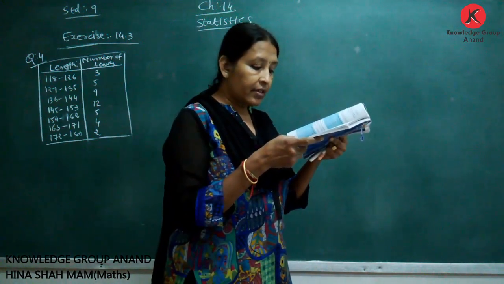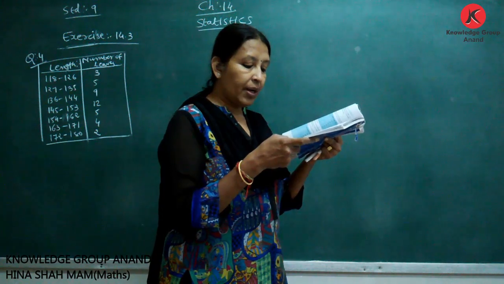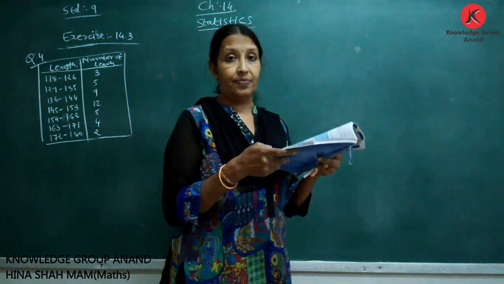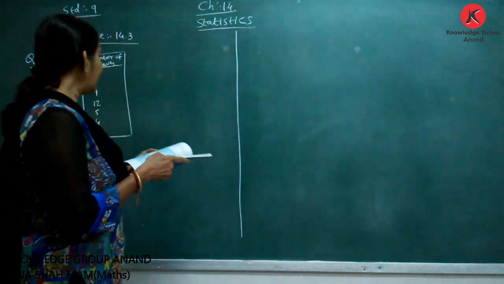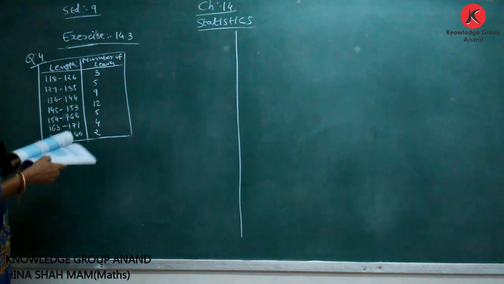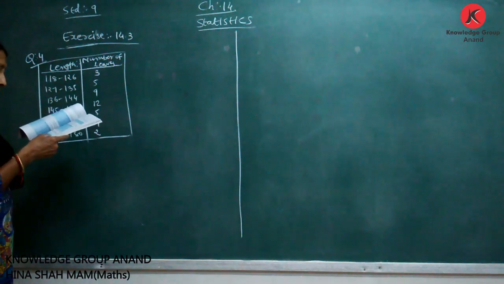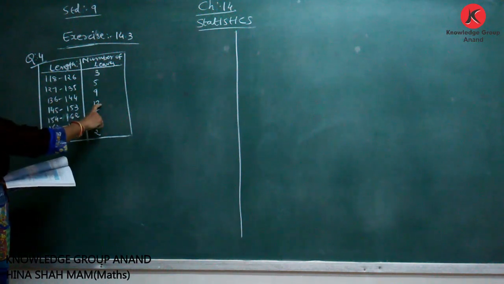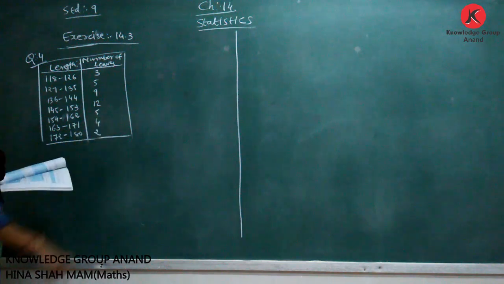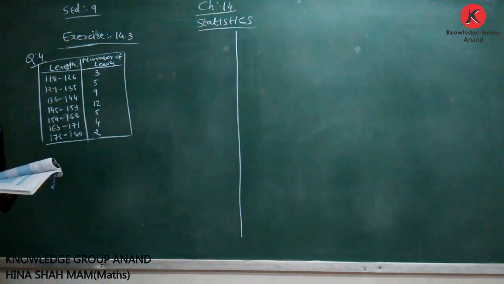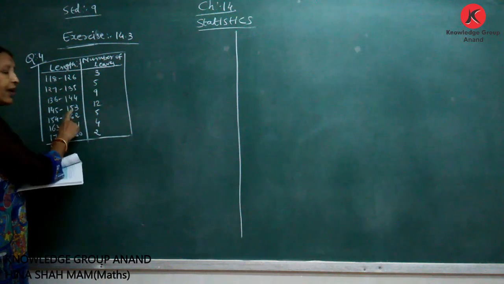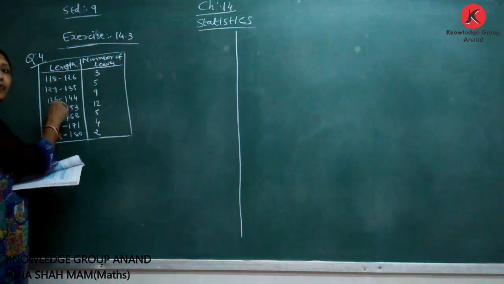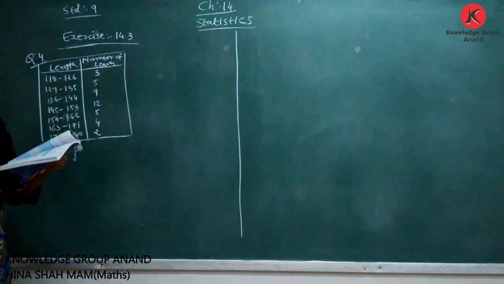Is it correct to conclude that the maximum number of leaves are 153 millimeter long? Why? Question number 3. It is not correct. Here, the class interval with the maximum number of leaves is 145 to 153, having 12 leaves, but not all those leaves have length 153 millimeter; they are between 145 and 153.